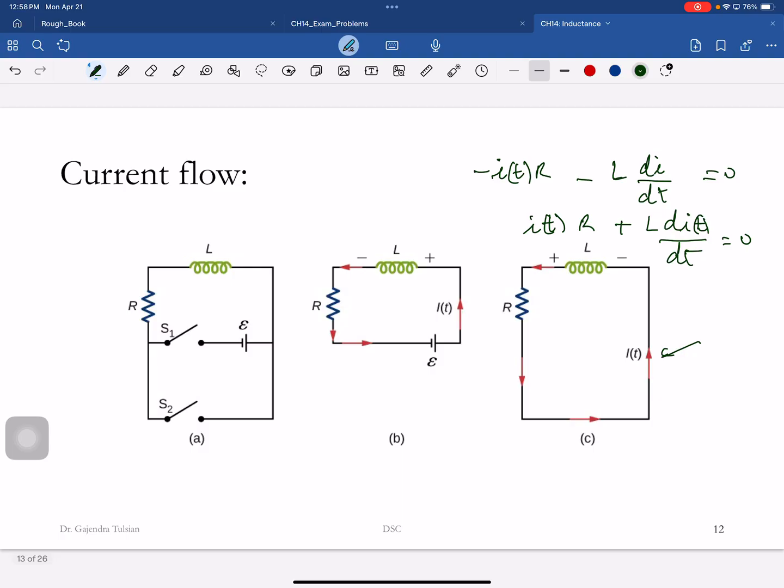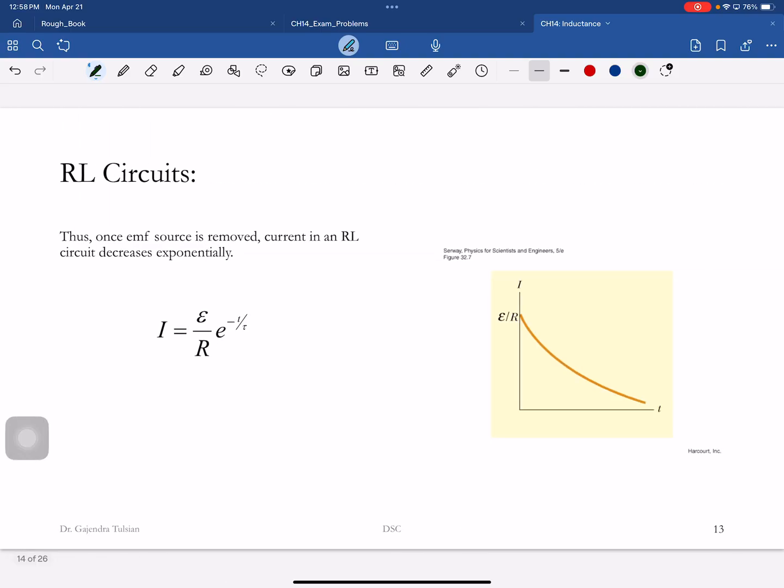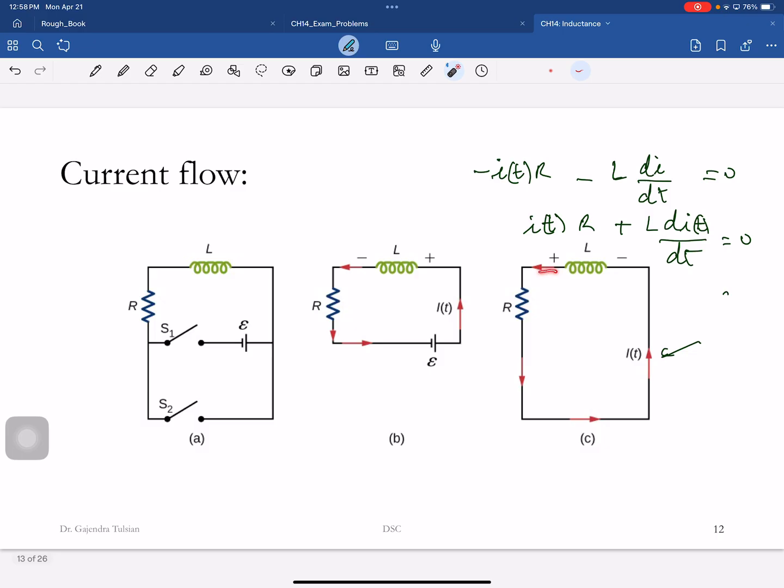All right, so again, you can solve this differential equation. This is a simple differential equation to solve. There it is. So the current is decreasing exponentially, and again, the time constant is L over R. The initial current at t equal to 0 is the same as E over R, and then this current dies exponentially.